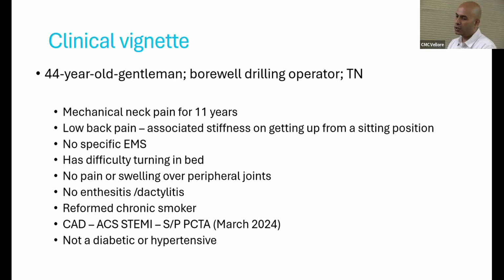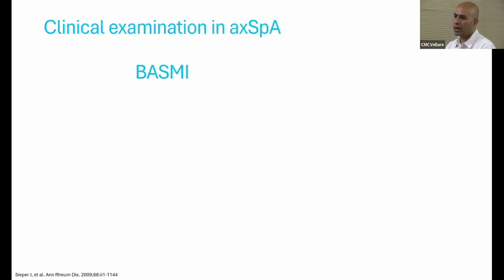He was a reformed chronic smoker. And the reason why he came in was he recently underwent a percutaneous procedure in Ranipet, and somebody thought that he may be having something more than that. So why don't you come to a rheumatologist? Not a diabetic, not a hypertensive. He's already 44, it's getting to 45, somewhere there. We'll come to that in a bit.